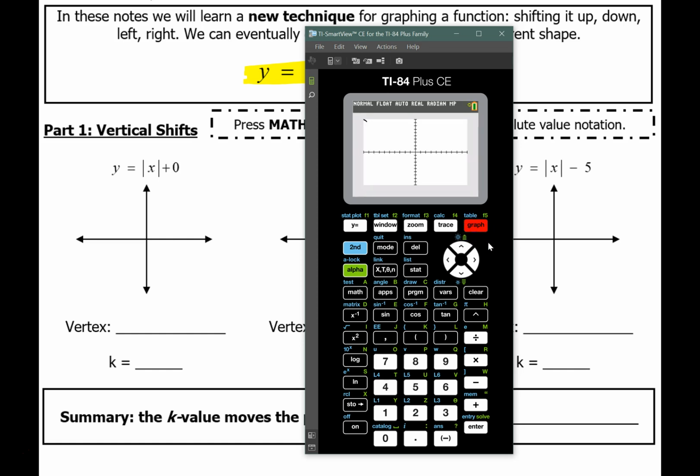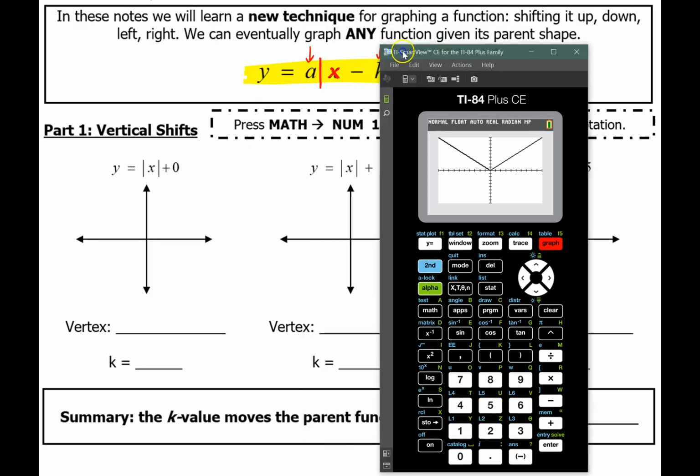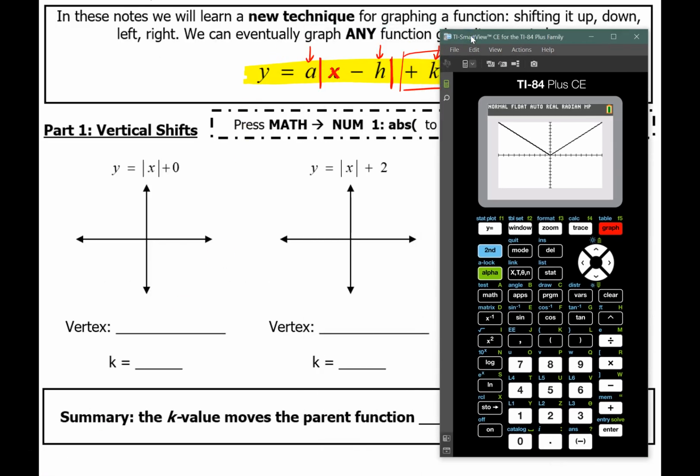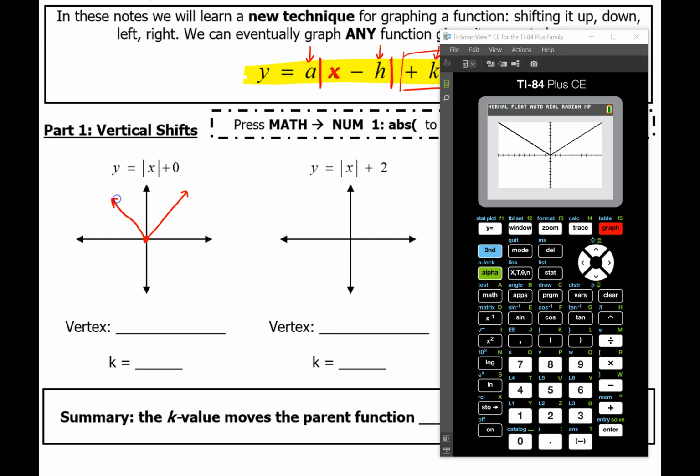There we go, so that we can see the shape. Notice that the vertex here is at 0, 0. This is just like that graph that we just looked at because it is only the absolute value of x. There's no number affecting it because 0 doesn't change anything. So we have our vertex there. The vertex we just said was at 0, 0, and the k value is this number being added onto the outside. It's 0. So now let's look at changing that.